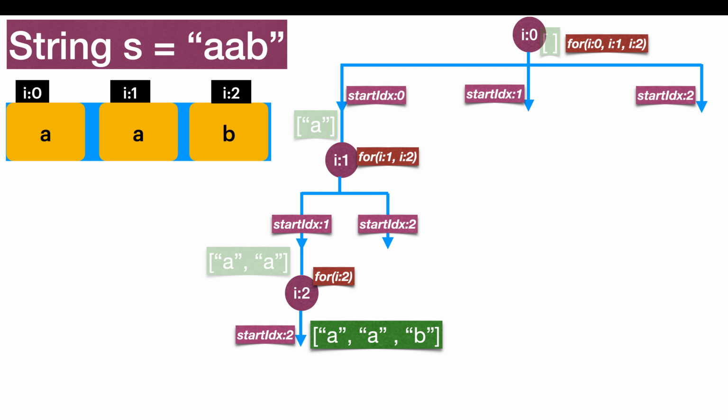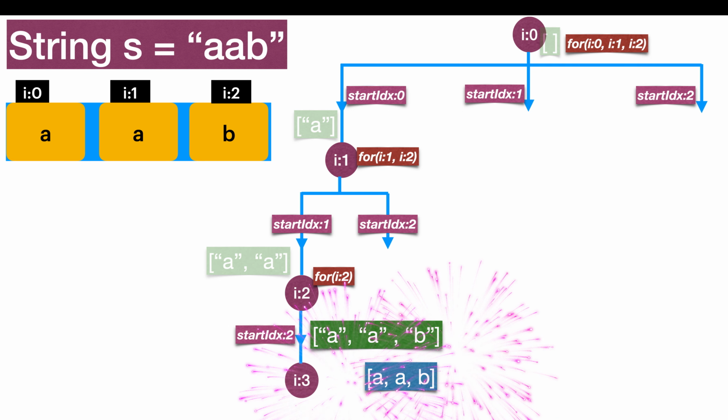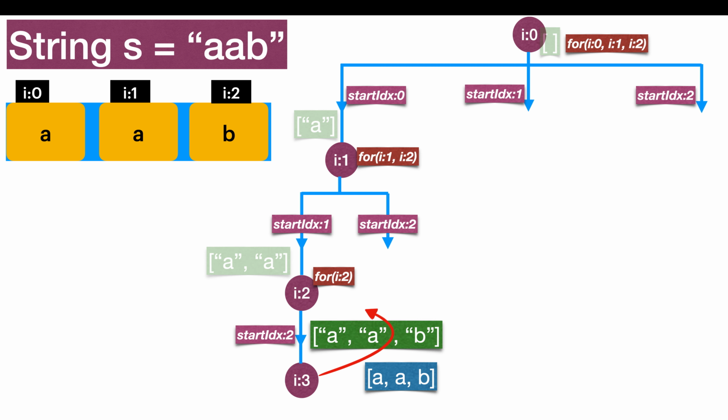Now from start index 2, we make a recursive call to the next index. Now the index becomes 3, which is equal to the string length. It means we reached the base case, so we clone the current partition and add it to the result. Then we return to the caller, then we remove the last element from the list, so you will get a list of A, A.